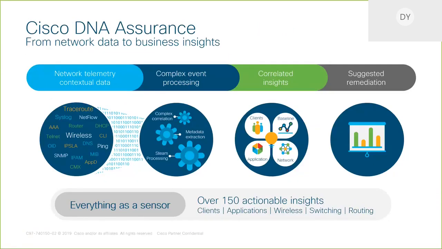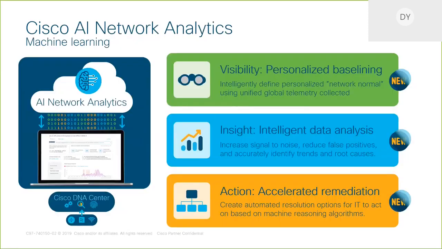So how does DNA Assurance do this? Well, it pulls telemetry through all kinds of sources: traceroutes, syslog, NetFlow, your AAA server, all of your routers, your wireless, your switches. It pulls in IPSLA, DNS. It'll use SNMP as well. So we're going to be pulling in all of this data and comparing it, and that's how we get these insights. The other thing that we're doing is we are creating what's called a normal for your network.